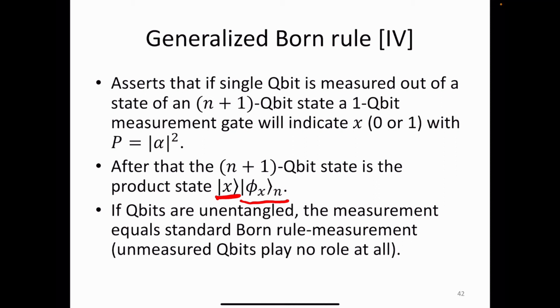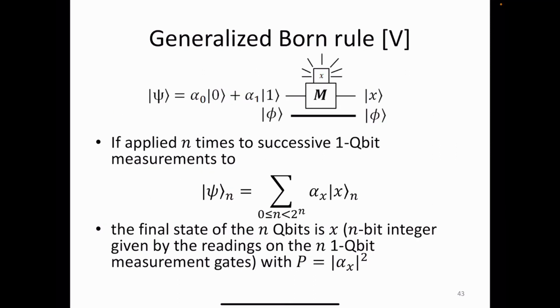Okay, so if qubits are unentangled, the measurement equals the standard Born rule measurement. So unmeasured qubits play no role at all. It's different with entangled qubits though, because we learned you cannot look at an entangled qubit system as still single qubit systems. So if you do something to one qubit, it will affect the state of the others if those qubits are entangled.